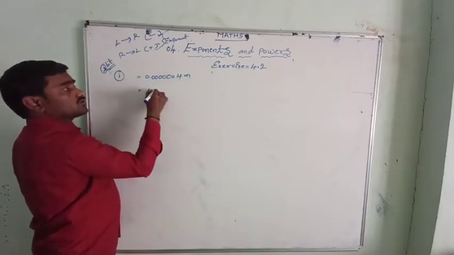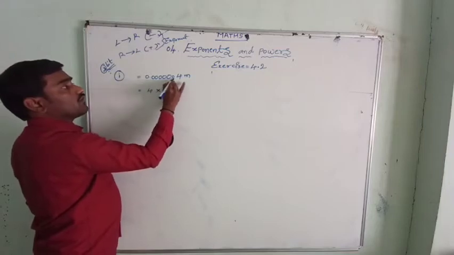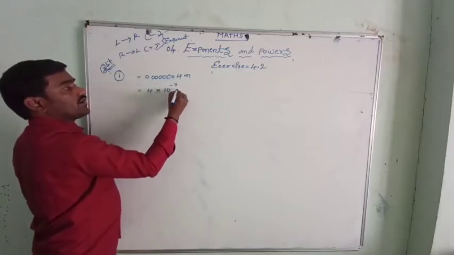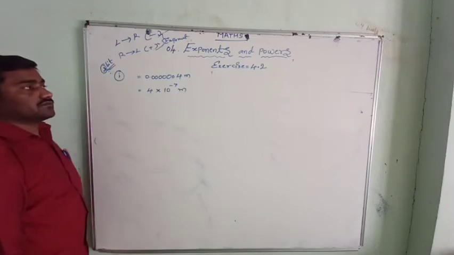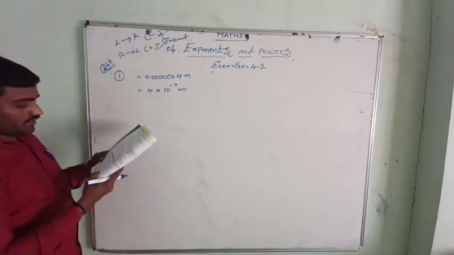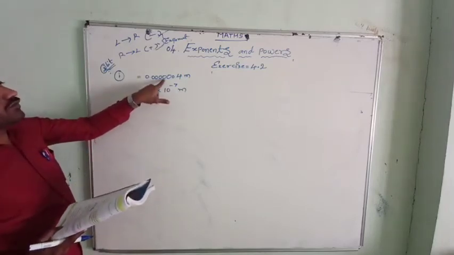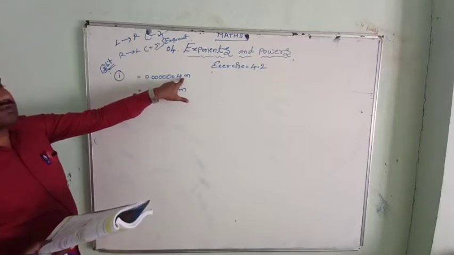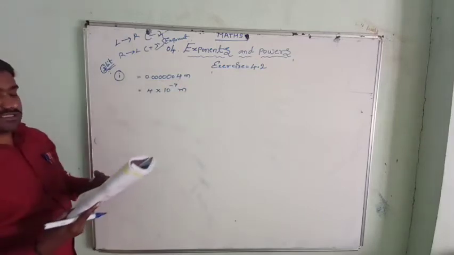There is no number here. So into, see how many digits? 1, 2, 3, 4, 5, 6, 7. So 10 to the power of minus 7 meters. Okay, so here this is 1, 2, 3, 4, 5, 6, 7. So 7 digits we have to move. So 10 to the power of minus 7 I have written.